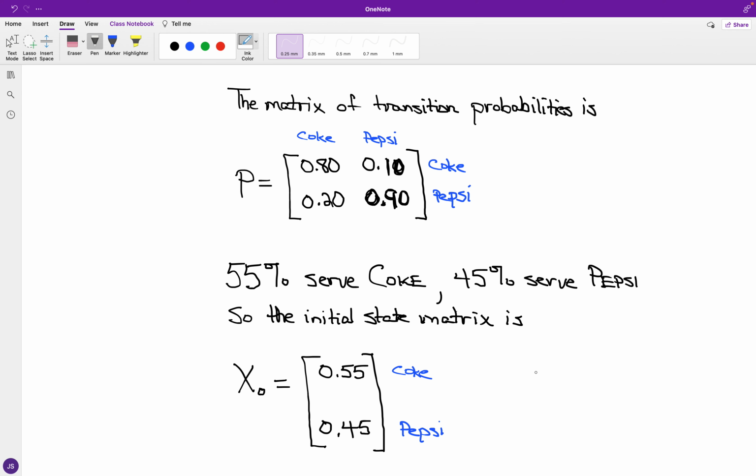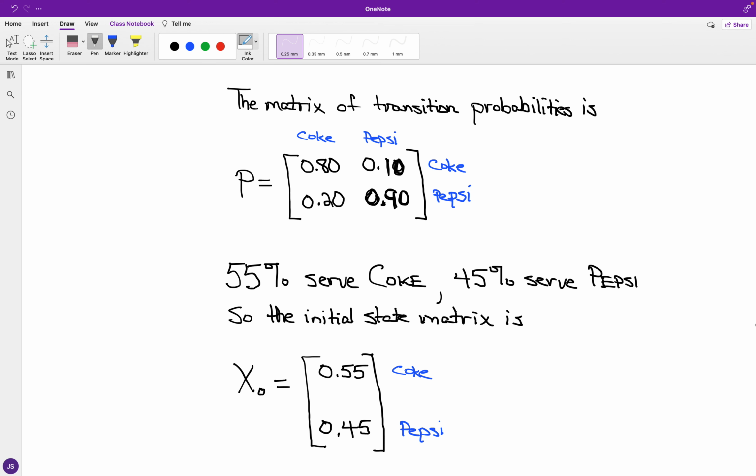Okay, so just looking at it in terms of percentages and setting up what we have for the probabilities. We have 55% serve Coke, 45% serve Pepsi, and the initial state matrix, again converting from percent to a decimal. So you have the initial state matrix: 0.55 for Coke, 0.45 for Pepsi.